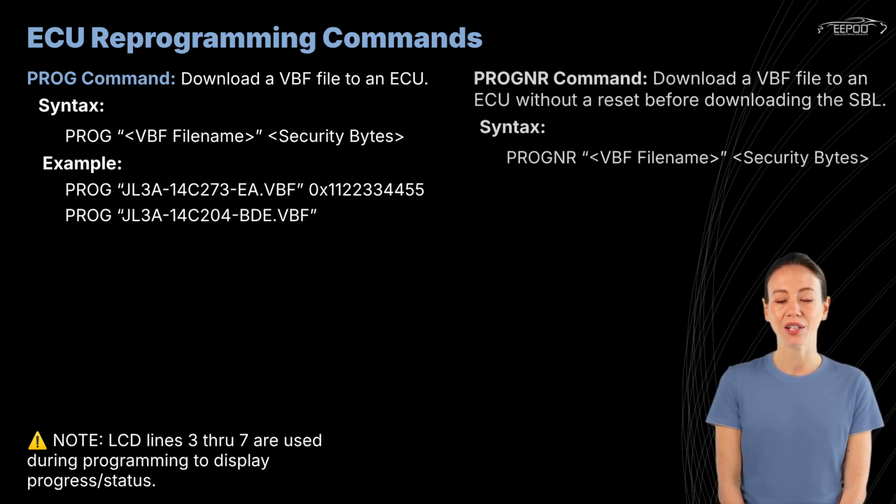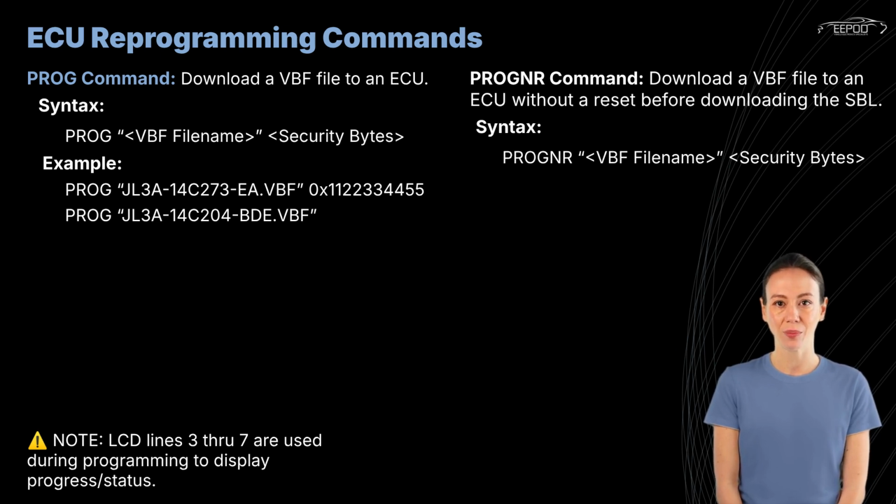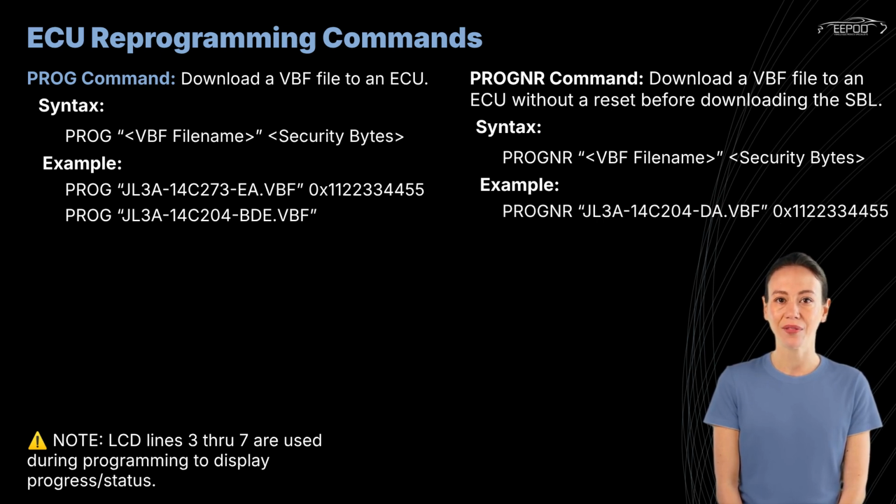Next is the prognr command. Prognr is like prog, but skips the reset. Use this for the first file in the sequence, always. Usually, the SBL, secondary bootloader, is the first file you flash. You just want to go straight into programming session without doing a reset. FSCRIPT will enter into 10:02 programming session, do a security unlock, then start the VBF download. Example: prognr followed by VBF file name followed by security bytes. This will download the SBL without resetting first, which is exactly what you want.